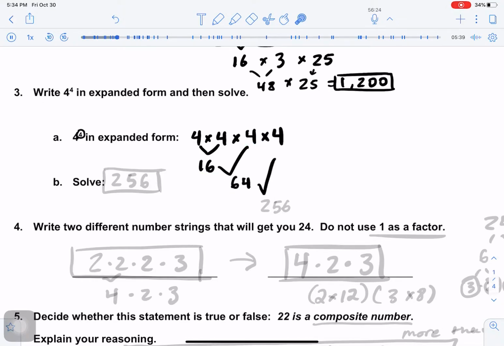And lastly, 64 times 4 gives me 256. So my answer here is 256.